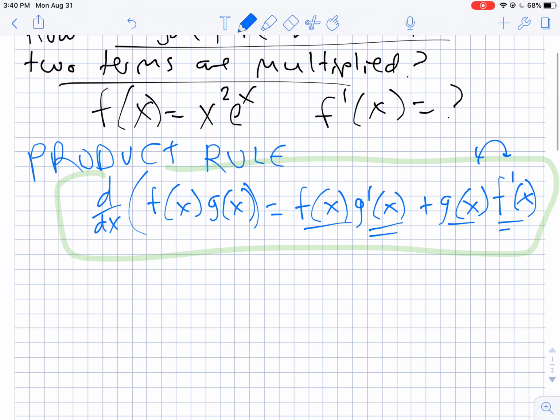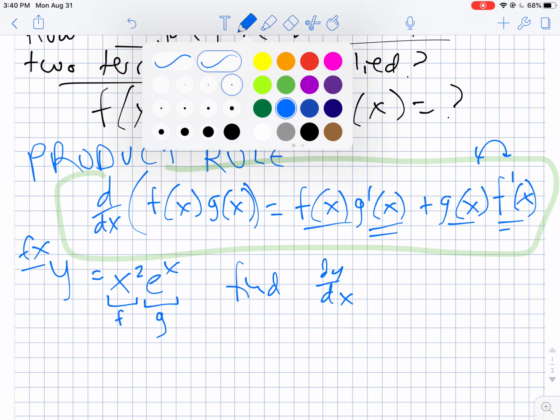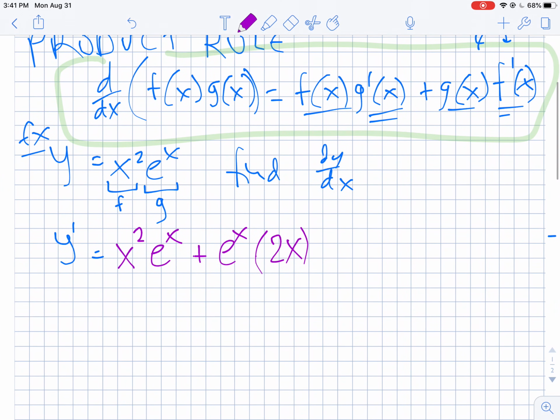Okay, so let's do some examples here. Suppose I tell you that y equals, let's go back to the one we just did, x squared times e to the x, and ask you to find the derivative, dy dx. Using the notation we just used above, the x squared is like your f of x, the e to the x is like your g, and those two are multiplied together. So y prime would be the first function, x squared, times the derivative of the second, e to the x, plus the second function, e to the x, times the derivative of the first function, which is 2x. And there you are. Not really much we can do to simplify, so that's how the product rule works.